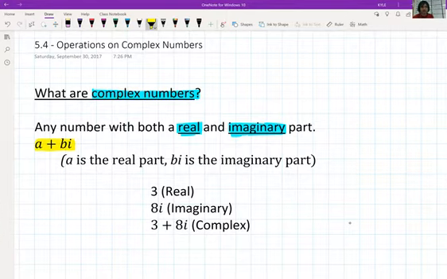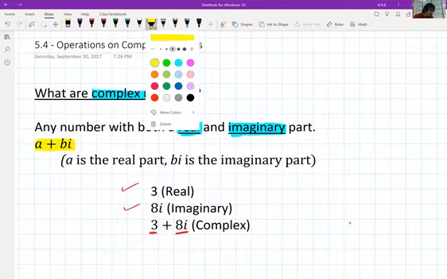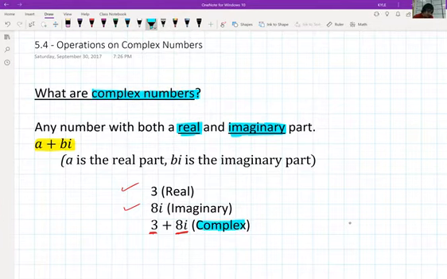So for example here, 3 is a real number. We've been working with that forever. 8i is an imaginary number. We talked about those a lot in the last video. And then 3 plus 8i, that is one number that has both a real and an imaginary part, which makes it complex. So when we use the term complex number, it means it has a real part and an imaginary part.